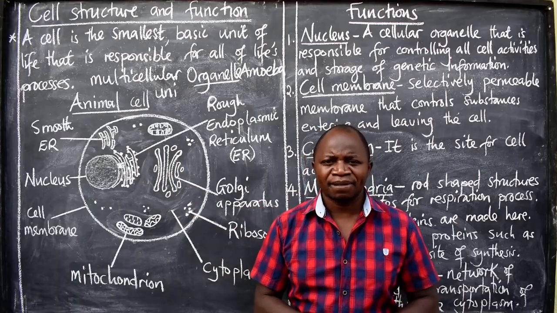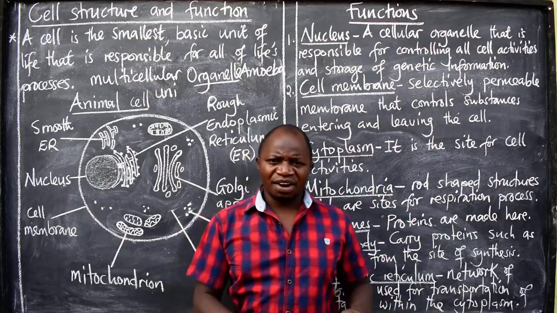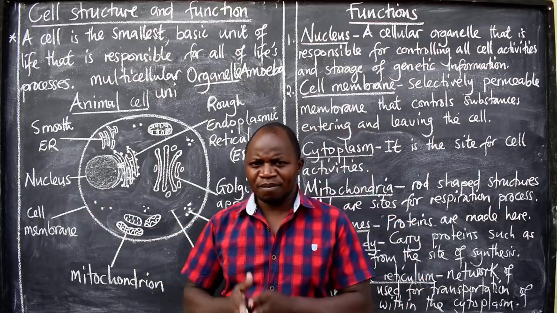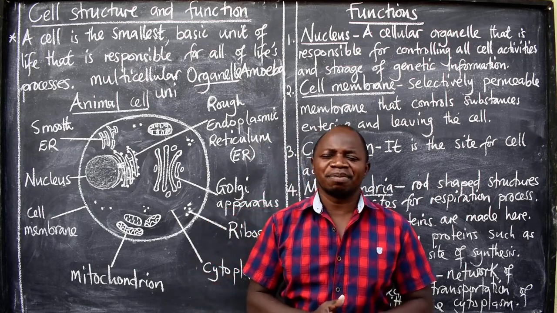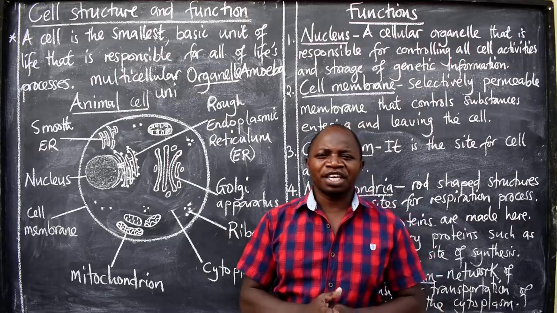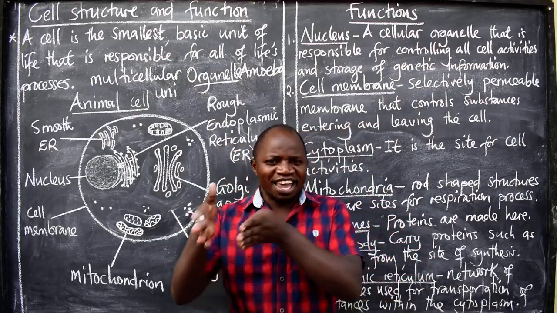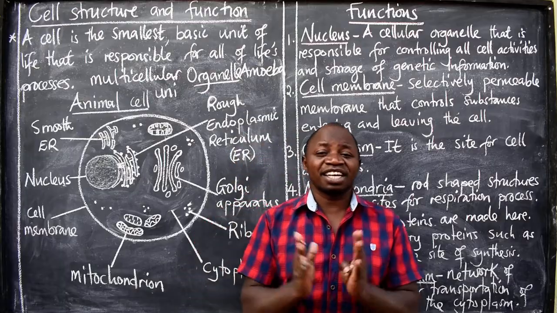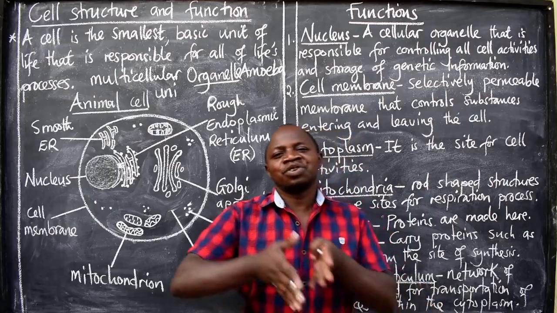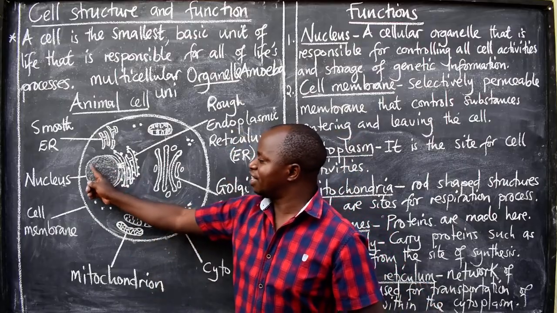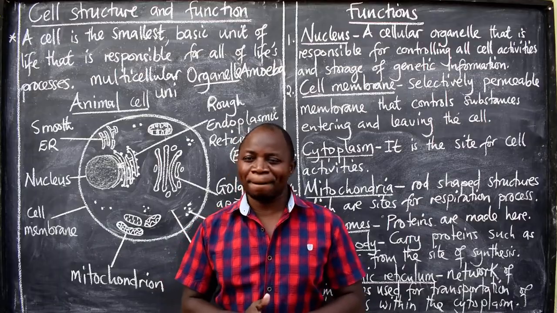The second one is that the nucleus carries genetic information or genetic material. What do we mean by genetic material? We are talking about deoxyribonucleic acid, DNA. So it carries that information that must be passed on from one generation to the other. So it is carried by the nucleus. I hope we are together there.